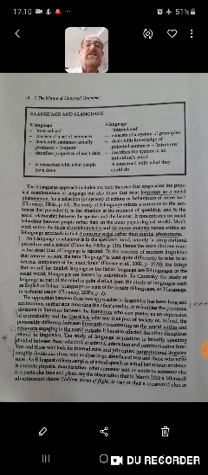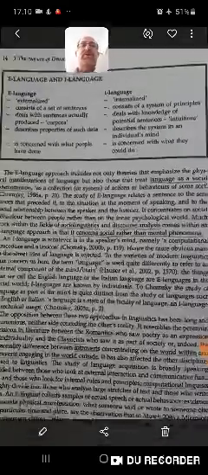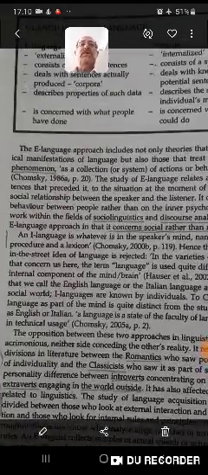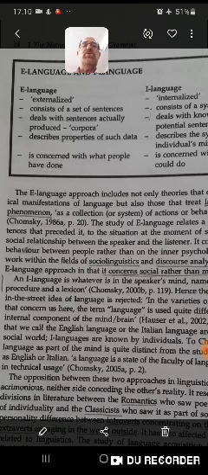On top of the page, there's a box. This box is so important to you, and the difference between E-language and I-language approaches. You have to actually go to the book, because this part doesn't have a good quality to show you. It is poor quality when I check it in my PDF or in the MP4 that is produced. Anyway, you have to go to the book in order to understand.